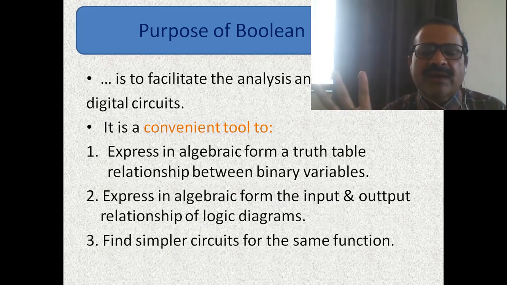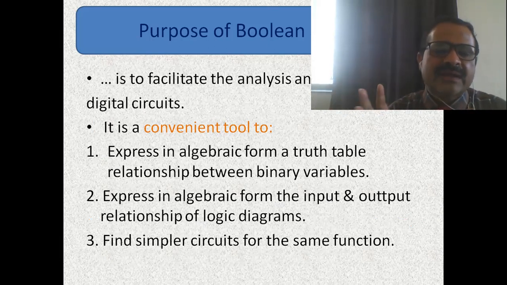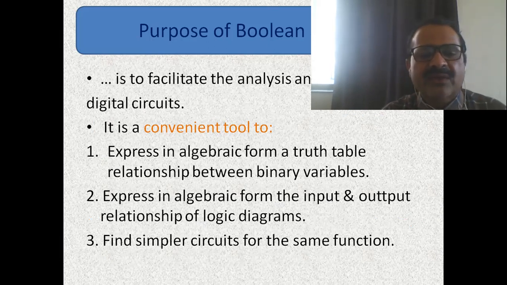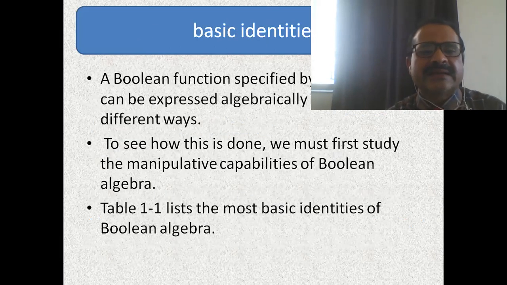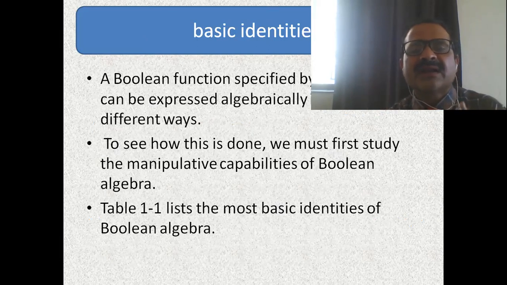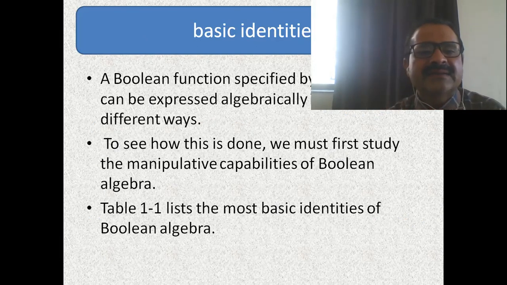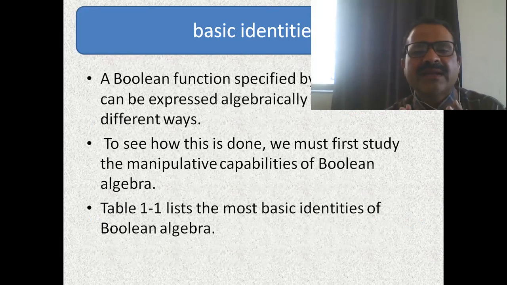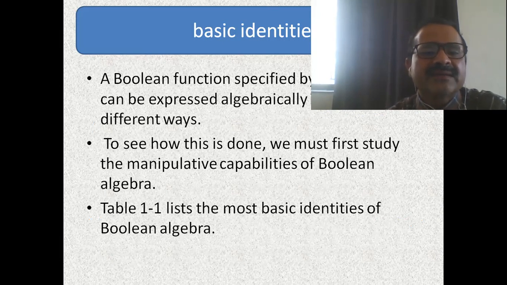It means for this same function we can come to a state where we can get a simpler form in the form of a Boolean function, and from that Boolean function we can go for designing a simpler electronic circuit. Now let us see the basic concept of basic identities. A Boolean function is specified by a truth table and can be expressed algebraically in many different ways. It means a single Boolean function can be represented in multiple ways.